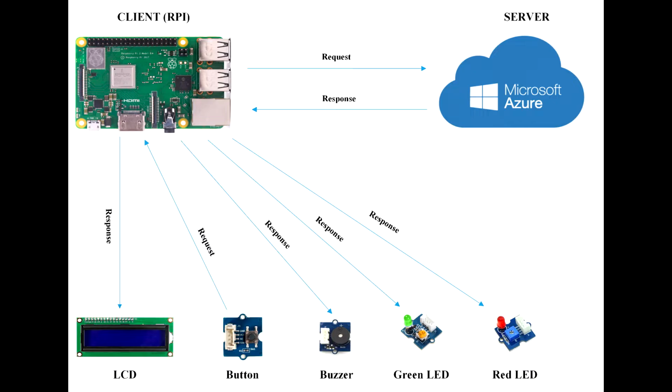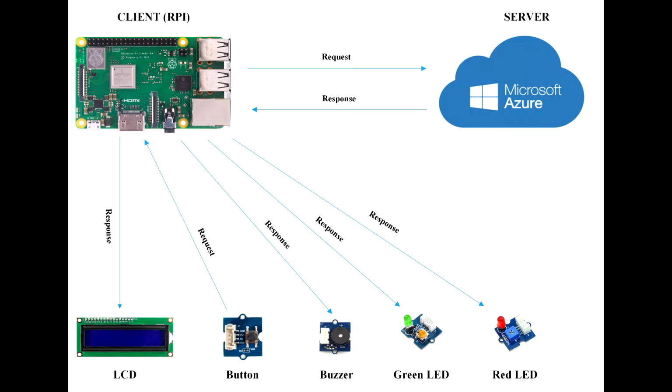As you can see on the screen right now, the main diagram shows what happens in the process during the program and during the events. The main node, or the main client in question, is the RPi. It sends a request to an Azure server, although it can be tailored towards any cloud VM as long as it's running Linux. And then it gets a response back from the Azure cloud.